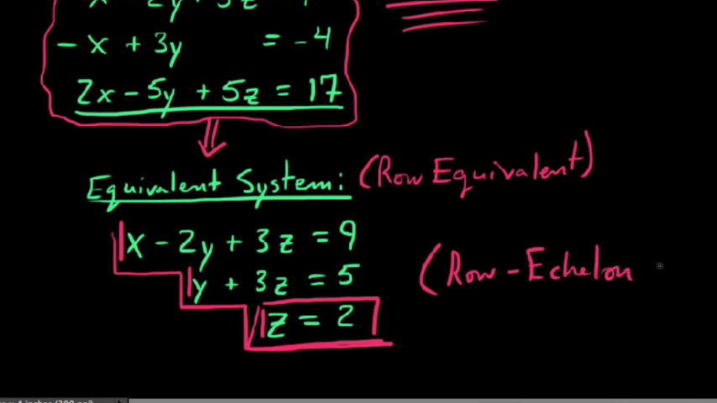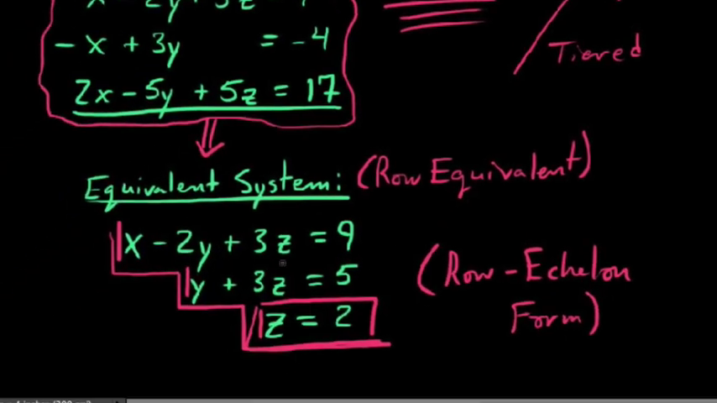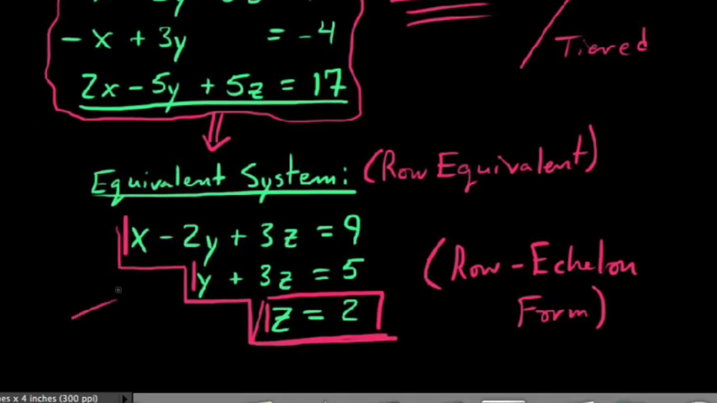Now, if you look up the word echelon in the dictionary, it'll sometimes refer to aviation, like how ducks fly in this V pattern. It's kind of rows. It's tiered, T-I-E-R, tiered. Okay, this is what we're looking for, and the reason why is because if I had given this system to us, I said solve it.